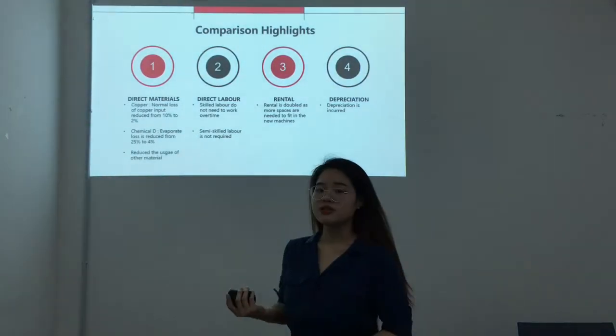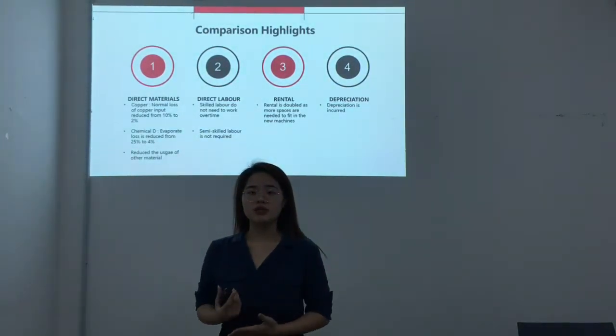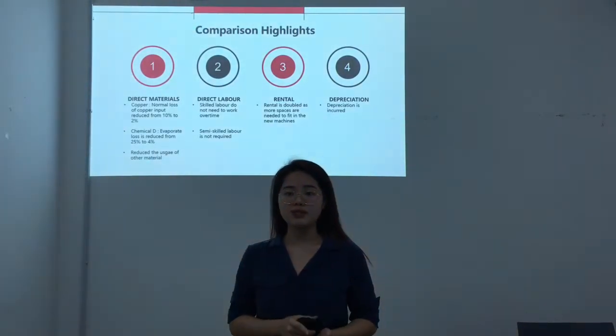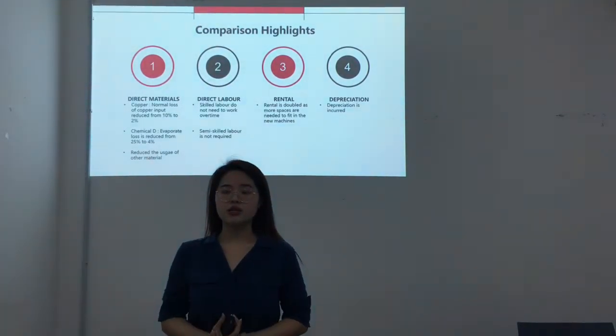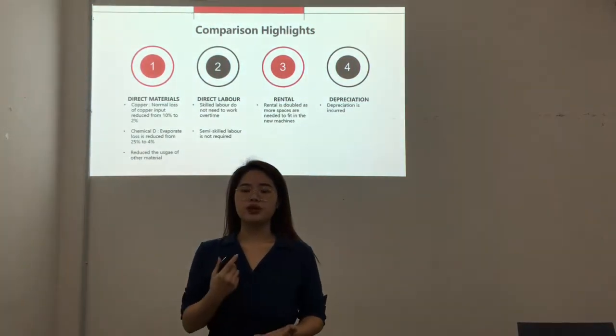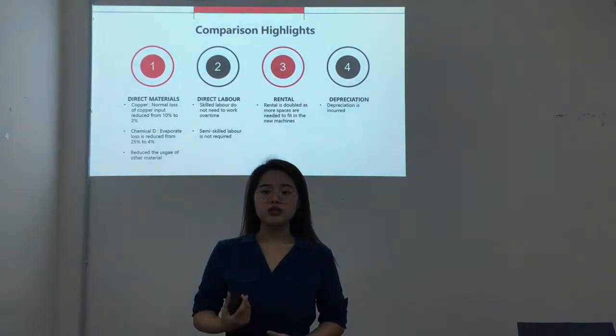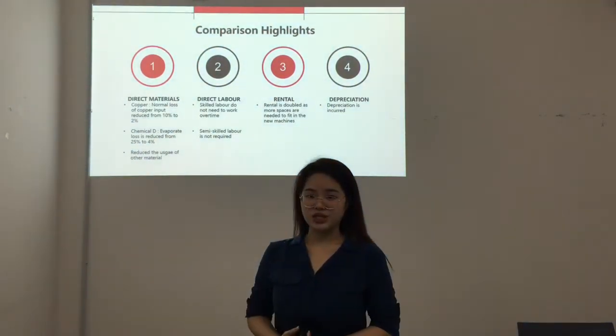In direct materials, we can see that the cost spending on copper is decreased as the normal production loss of copper input is decreased from 10% to 2%, while the cost incurred on chemical D is decreased because the evaporate loss rate is reduced to 4%. Other usage of material also reduced after changing to machine-intensive production.